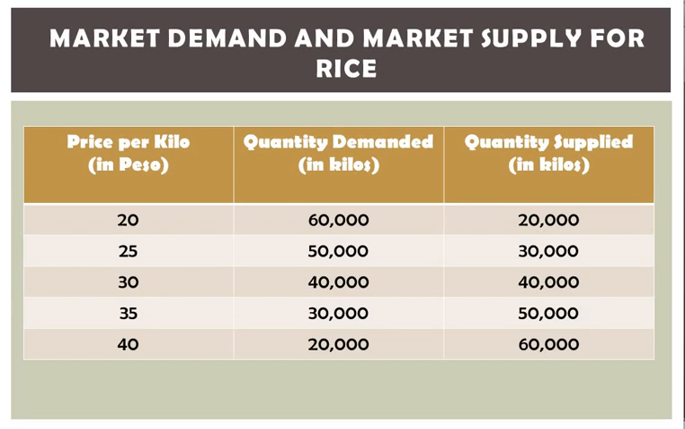Next, based from the table, our example for the market demand and market supply for rice, we have the price in kilos, and also the quantity demanded in kilos, and also the quantity supplied in kilos again. So basically, if the prices increase, the demand will decrease. And if the prices increase again, the supply will increase.